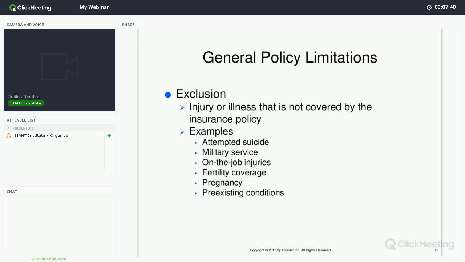So exclusion is an injury or illness that is not covered by the insurance policy. Examples would be on-the-job injuries, pre-existing conditions, which is a condition or a disease that you might have when you went under that insurance and it became active. So it can be diabetes or blood pressure. It can also be attempted suicides. A lot of insurances do not cover those.